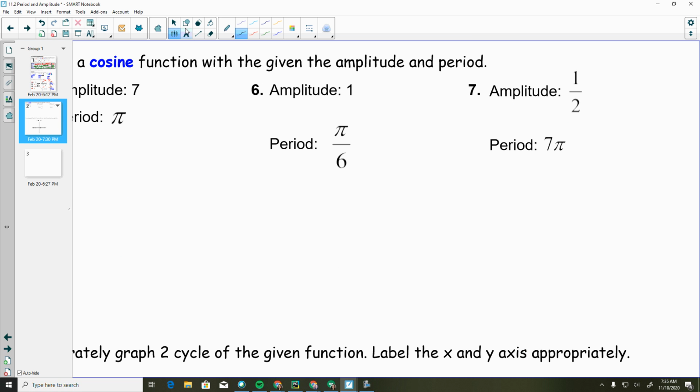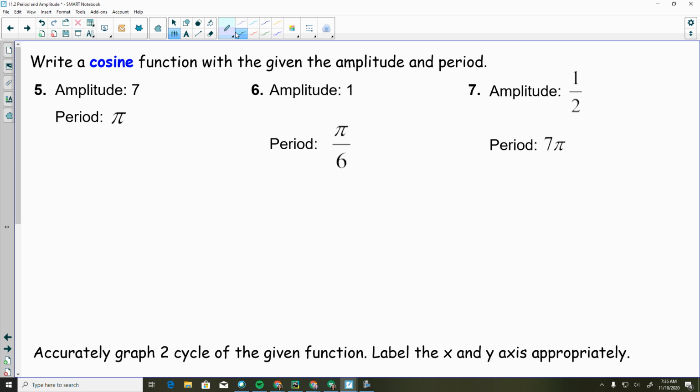All right, the last couple problems that we'll take a look at are where we're given an amplitude and a period, and we actually have to create our own function given those two things. So a cosine function given the amplitude and the period. I know we have cosine here. If the amplitude is 7, where does that go? Well, the amplitude goes directly in front of our function, at the very front, so that's 7.